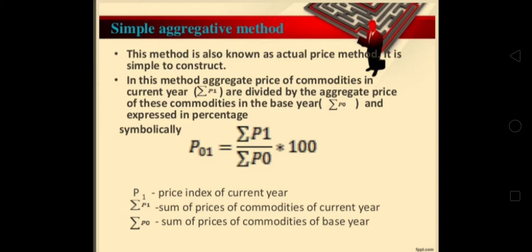In this method, the aggregative price of commodities in the current year, that is sum of P1, is divided by the aggregative price of these commodities in the base year, that is sum of P0, and expressed in percentage. The formula which is applied in this method is P01 is equal to sum of P1 divided by sum of P0 into 100. This is the formula which is applied here.